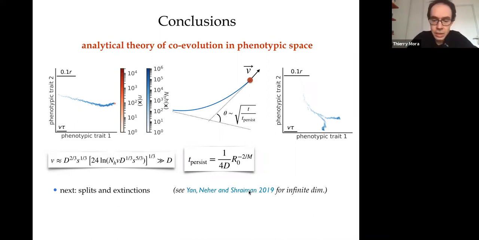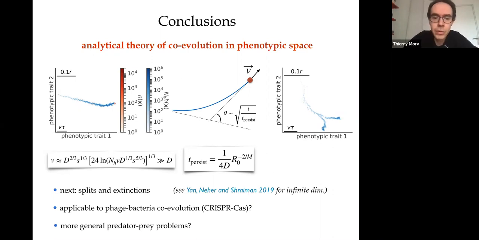To finish, I talked about the flu as an example, maybe viral evolution, but I think this kind of formalism is quite general, and it can also apply to many other problems of coevolution. You can think of phage and bacteria. Of course, that's also a problem of immune host coevolution, but maybe also predator-prey problems living in some common phenotypic space. And with that, I thank you for your attention, and I'm happy to take questions.